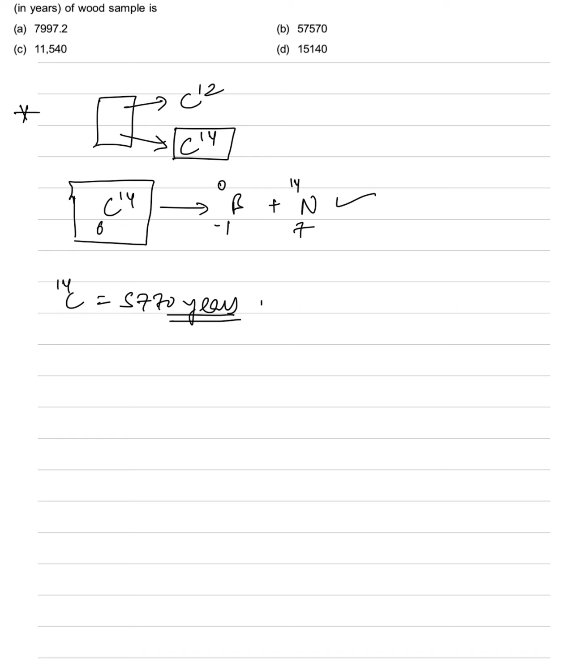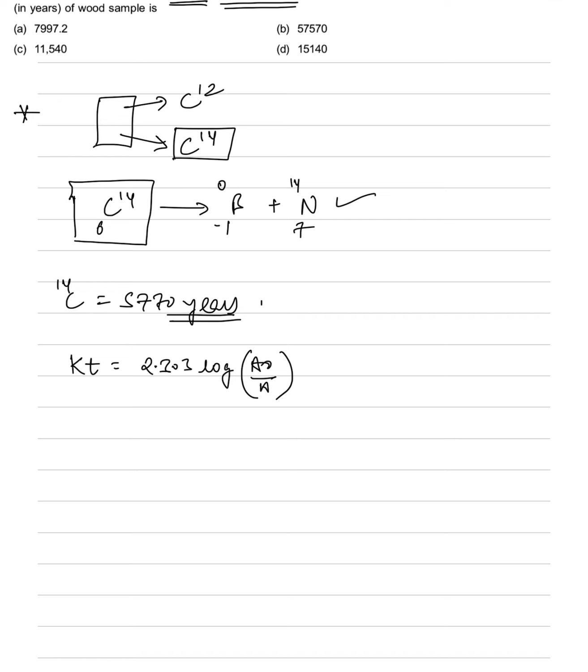Now one very important thing given to us is that even after the C14 was finished or vanished from the wooden sample, the reading was still shown, which is 2 dpm. That means this 2 dpm reading is the error in the counting, right? So if you apply the formula, kt equals 2.303 log of A naught upon A.